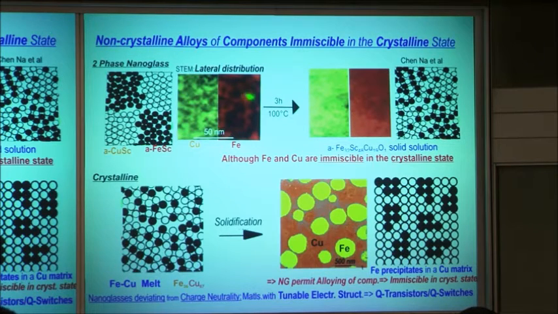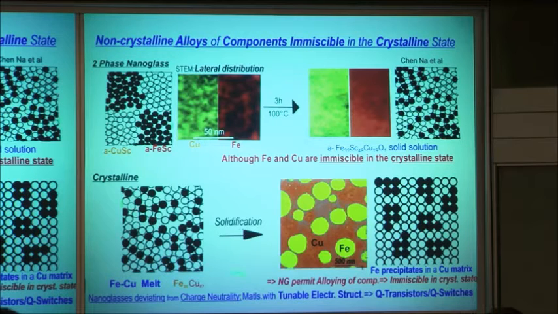Same is true for iron. Bright, there's high iron concentration, dark, low. And then we anneal at nearly 100 centigrade for 3 hours, and what we get is a very uniform distribution. So what we have formed is an amorphous copper, iron, scandium amorphous structure, a solid solution, a structure like this.